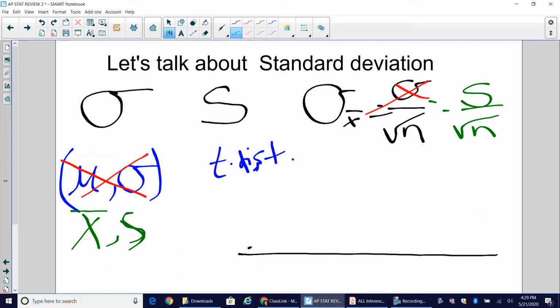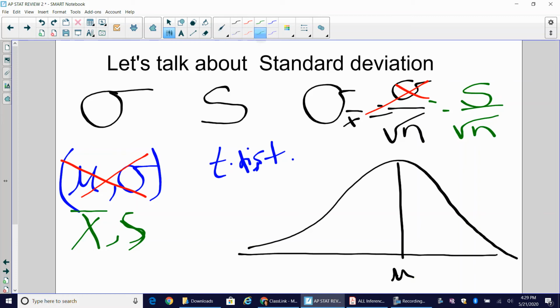So let's look at the normal curve. We're typically looking at a normal curve, approximately normal. What we've learned is that within your mean, if you go out one standard deviation in both directions, that's going to be 68% of our data. Out two, that's about 95%. Out three, that's about 99.7%. Okay, that's the empirical rule.